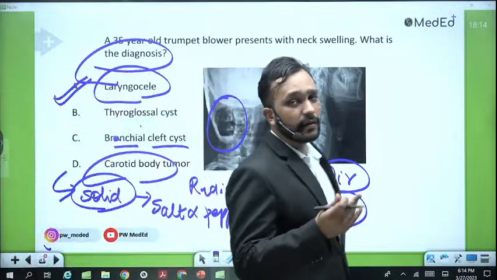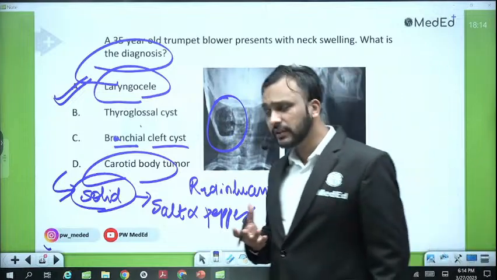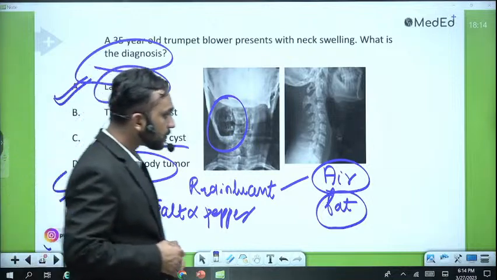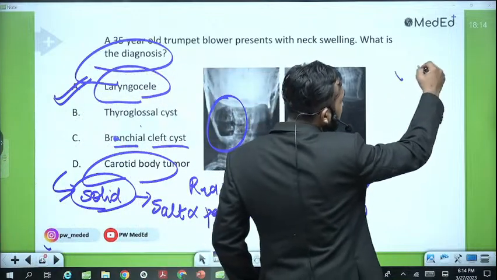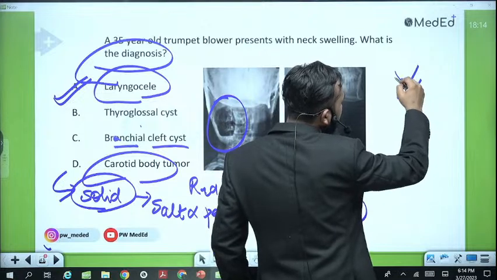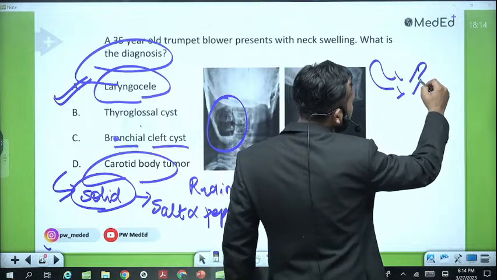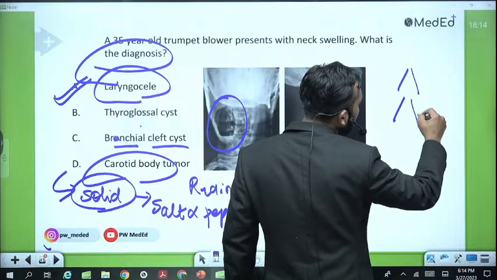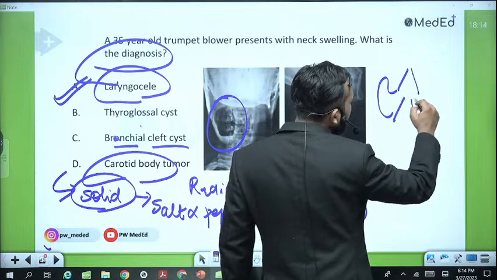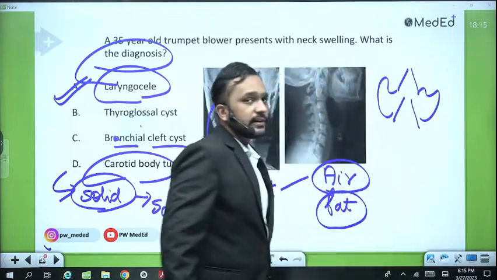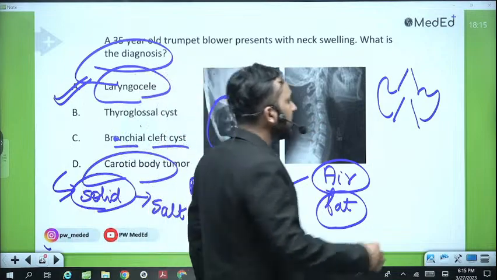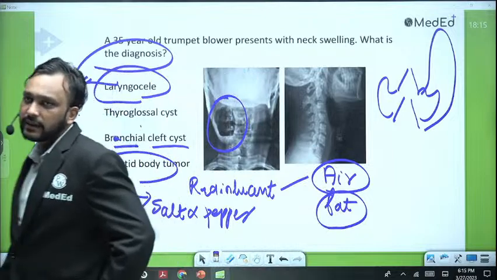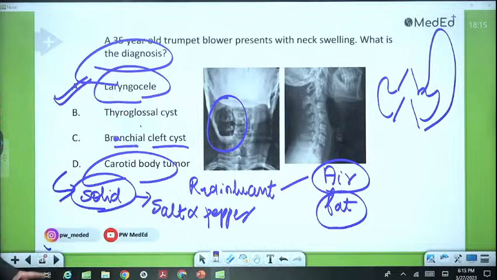Laryngocele is basically a dilatation of the saccule of the ventricle. Okay? So you can read about the anatomy in detail. Between the true and the false vocal cord, there is an outpouching of the mucosa, which is known as the saccule. When there is excessive dilatation of the saccule of this ventricle, it will result in laryngocele formation.